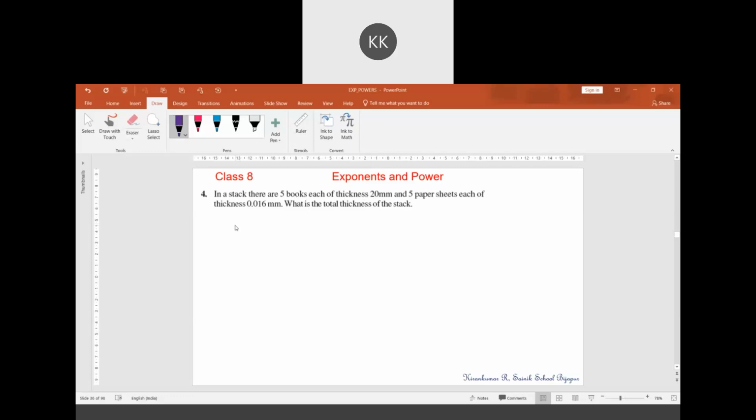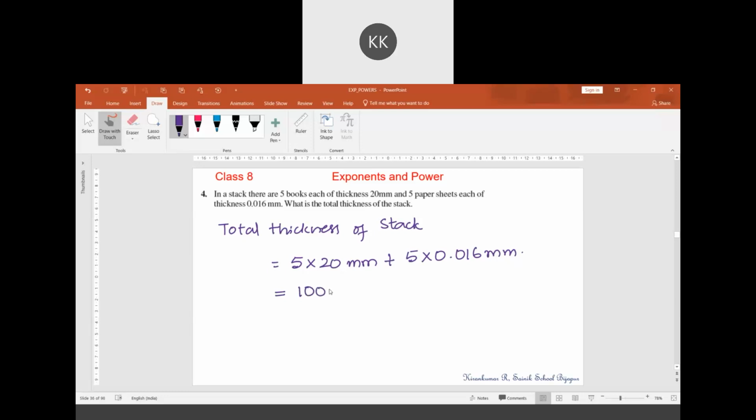So total thickness will be equal to 5 times 20 millimeter plus 5 times 0.016 millimeter. Easily we can multiply here. This becomes 100 millimeter. Otherwise, you can take 5 common and add 20 plus 0.016. Yes, that also can be done.